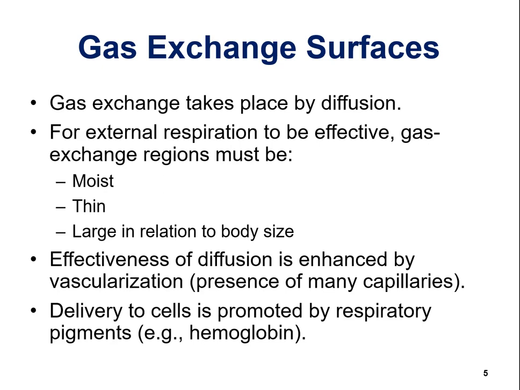Those gas exchange regions have to be moist, they have to be thin, and they have to be large in relation to the body size, because you have to have lots of surface area for this to be happening. Okay. So it says effectiveness of diffusion is enhanced by many capillaries, right? Vascularization, as you might imagine, because again, where that exchange is happening is across that capillary membrane, right? Or across the cells that are in the capillaries.